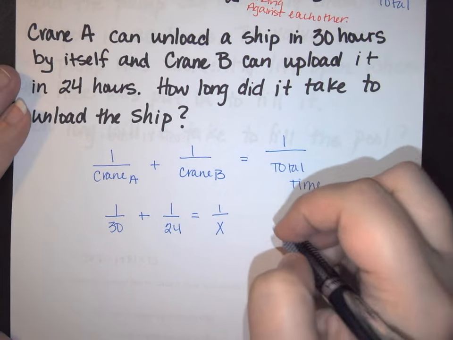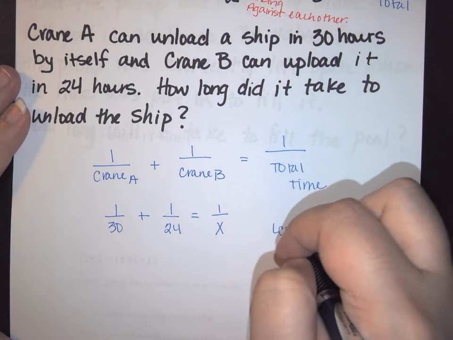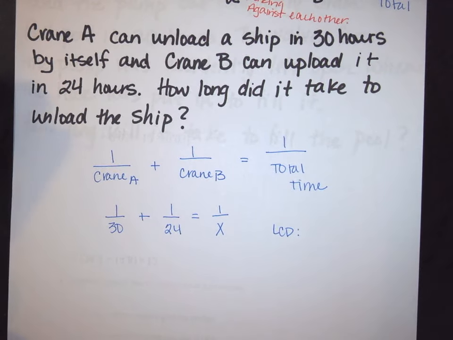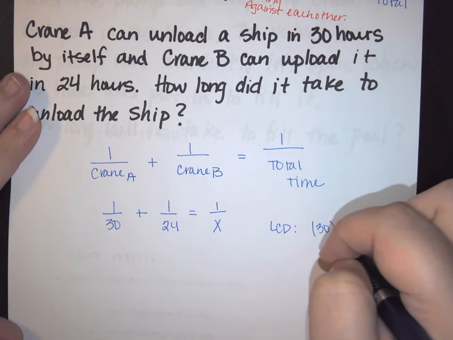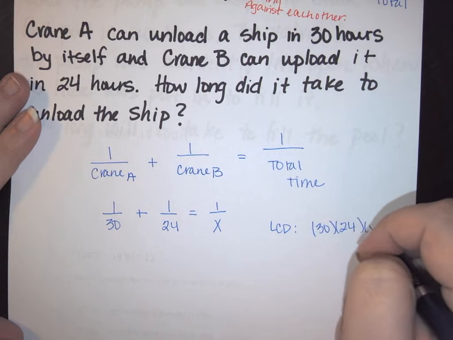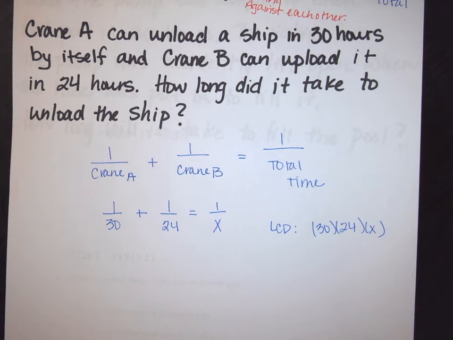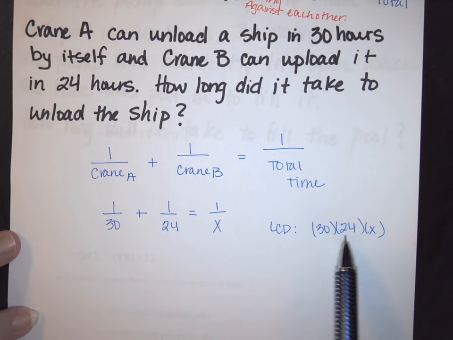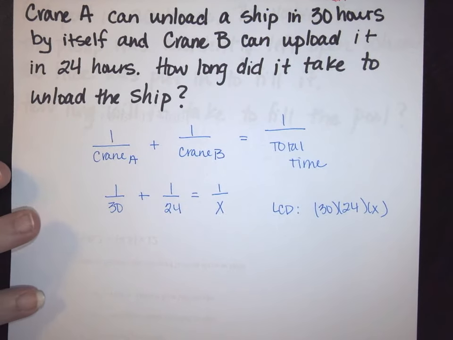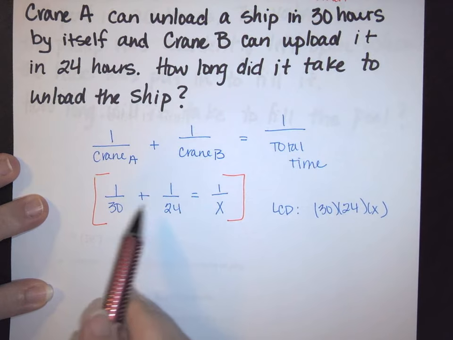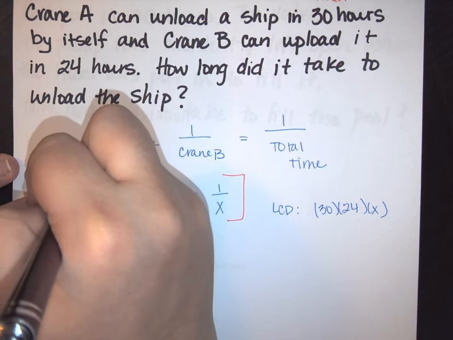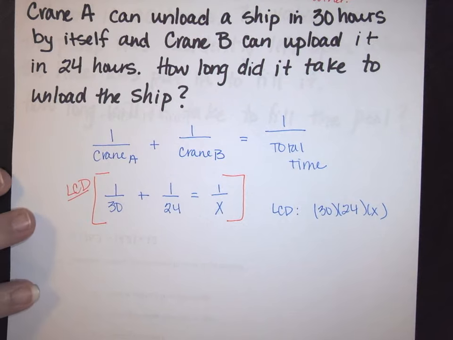So with this, we need to be able to find a least common denominator, or a common denominator. One way to go about finding it is to simply take 30 times 24 times x. In other words, all of your denominators, multiply them together, and that will give you your common denominator. Now, one of the reasons why I wrote it out this way is because once you find that common denominator, you have to multiply each term by it.